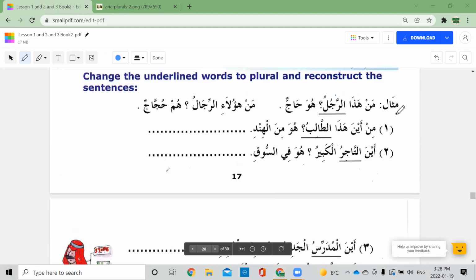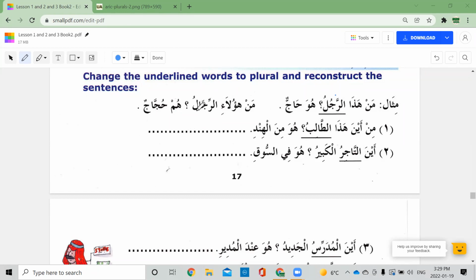Okay. Example: Man hazar rajulu? Huwa hajun. Man haulai irrajalu? Hum hujjajun. So see how many words we had to change here?